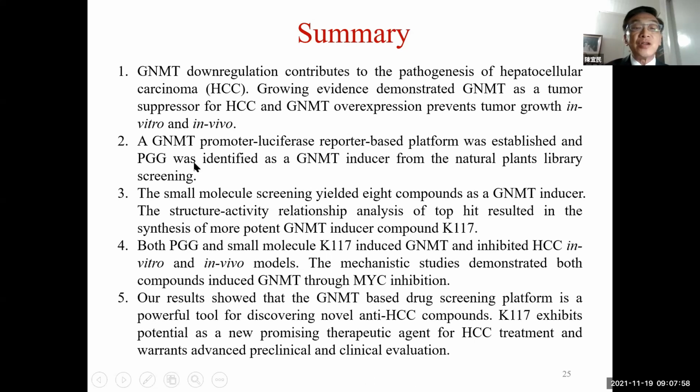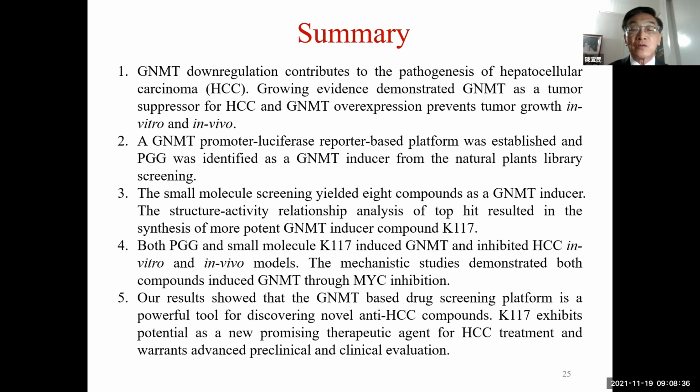And we established a GMT promoter luciferase-based platform and used that to identify GMT inducers, both from the natural plants libraries and from the small molecule libraries. And we found this K117 compound and also PGG, this compound from the plants. Both compounds have very good activities in suppressing MYC expression, and in return, it will activate the GMT expression.